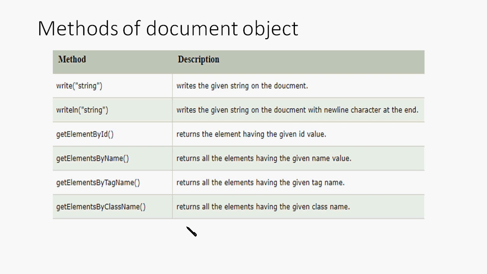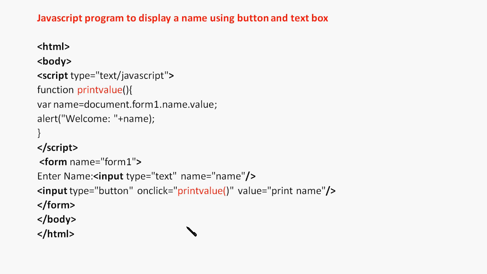You can access a tag by its name using document.getElementsByName, or you can use the tag name with document.getElementsByTagName, or you can use the class name to get the elements. So in the next slides I will explain some of the uses.